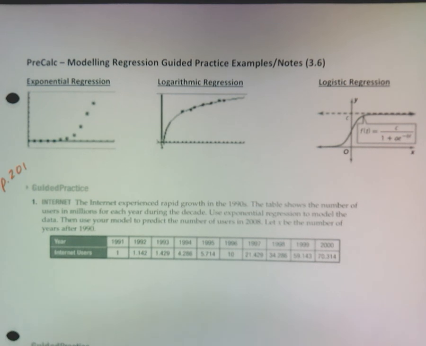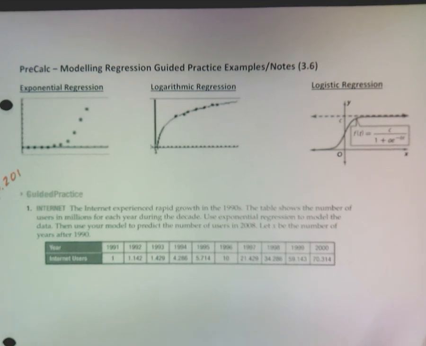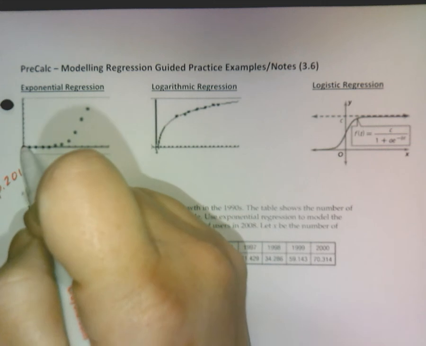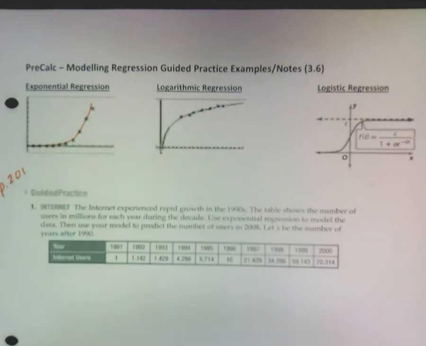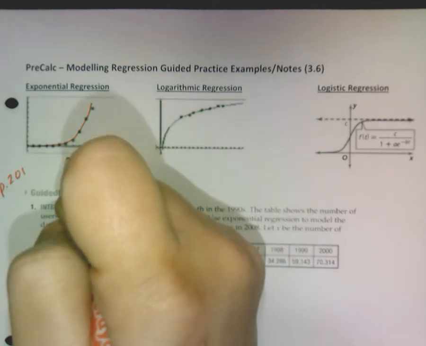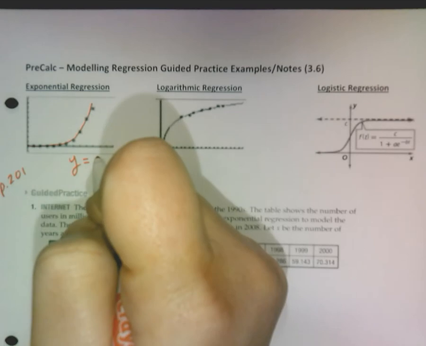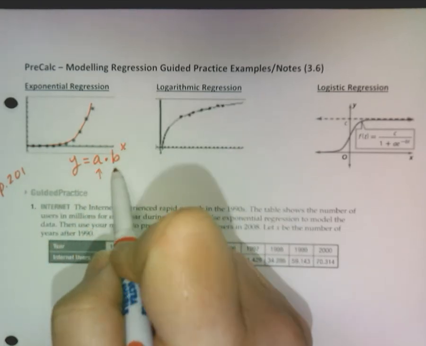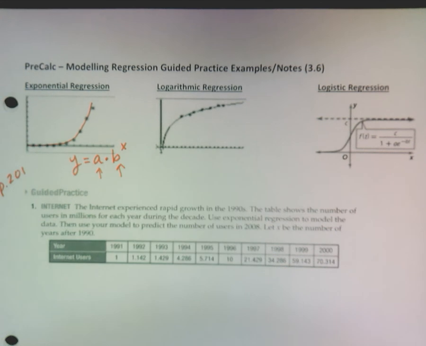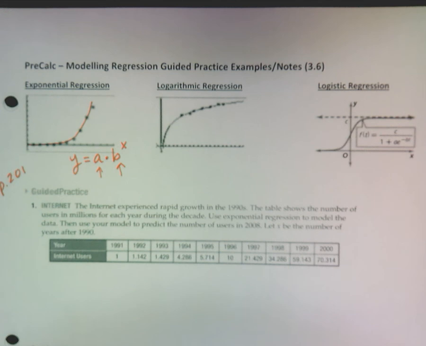So there's three types of regressions that they're going to talk about in this section. There's the exponential regression, and it looks like this. You're going to get statistics, scatter data that have this exponential curve to it. And the calculator will ask you to find the a times b to the x. So you would need to find the a and the b. And again, your calculator does all that work for you. You just have to write it correctly.